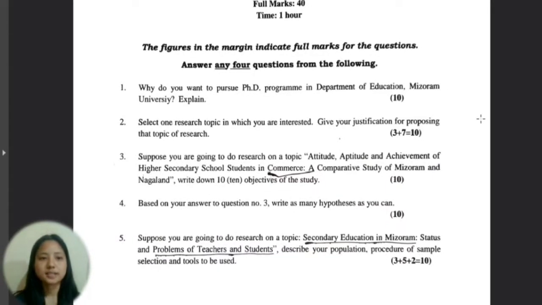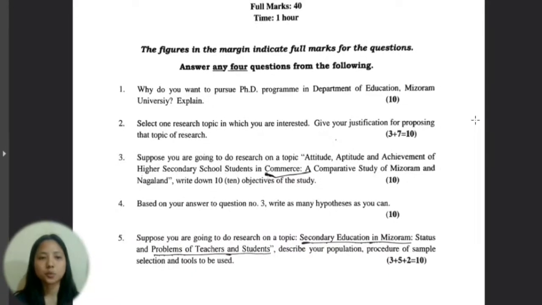And the next question is, select one research topic in which you are interested and give your justification for proposing that topic of research. So in this question, you have to write down a topic of your interest and also give the justification. That means the reason why you want to do research in that particular topic and why the findings of that will be helpful for the entire society.